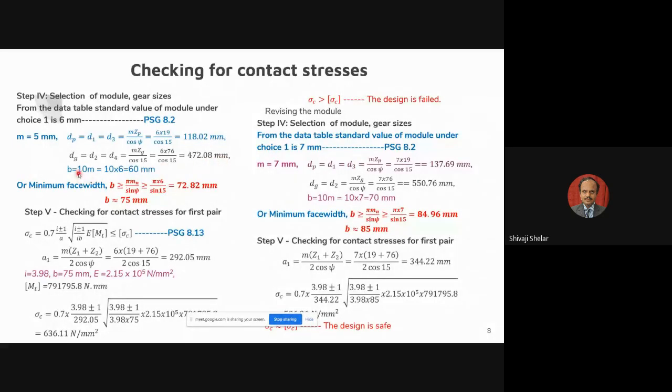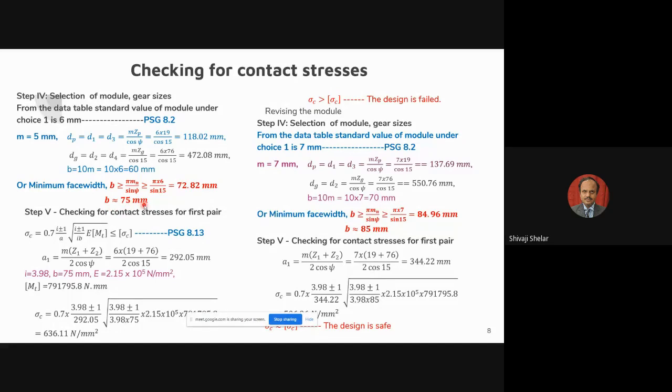As per our psi m value equal to 10, that is b by m equal to 10, we can have this face width as 60 mm. But in the previous lecture, I talked about minimum face width. Minimum face width has to be greater than or equal to pi mn upon sin psi. If I put mn as 6 millimeter, this value comes out to be 72.82, and by the other relation it is 60. Out of these, the maximum value should be selected as the face width. This is smaller, this is bigger. So we are selecting the approximate value of b equal to 75.